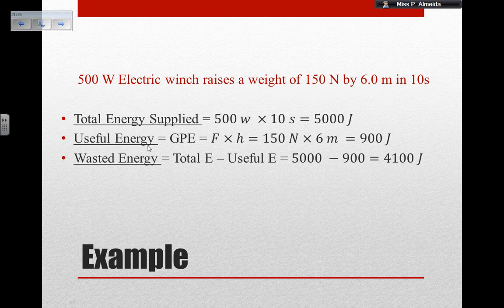So my useful energy is the gravitational potential energy that I gain. So it's the force times the height, therefore it is 150 newtons times 6, which is 900 joules. As you can see, my total energy supplied is larger than my useful energy. So that means that some of the energy was converted into a non-useful form. So some of the energy was wasted. So my wasted energy is my total energy that I put in at the beginning, so my input energy, minus the useful energy. So that's going to be 5,000 minus 900. So that means that I get 4,100 joules of wasted energy, okay?